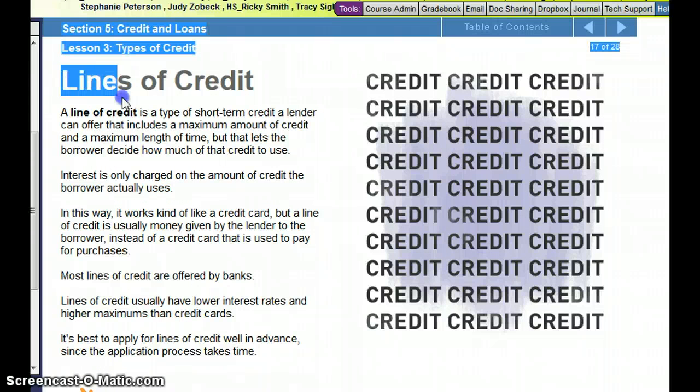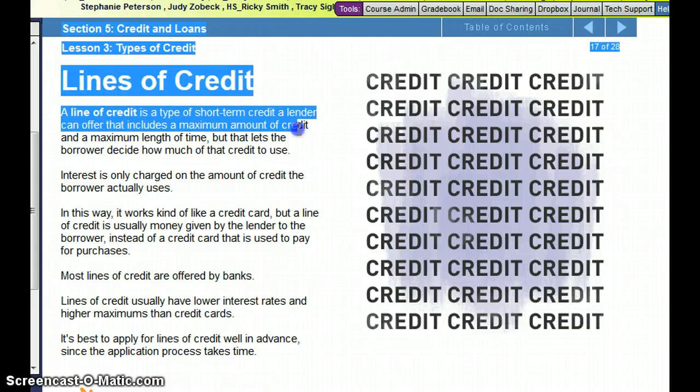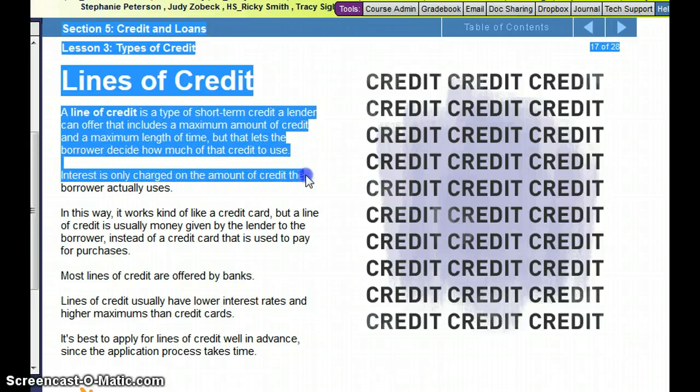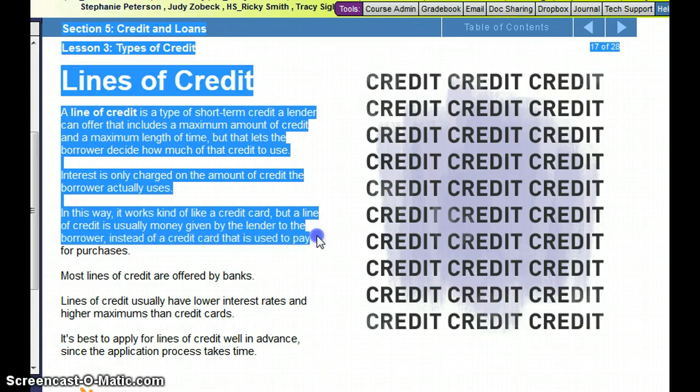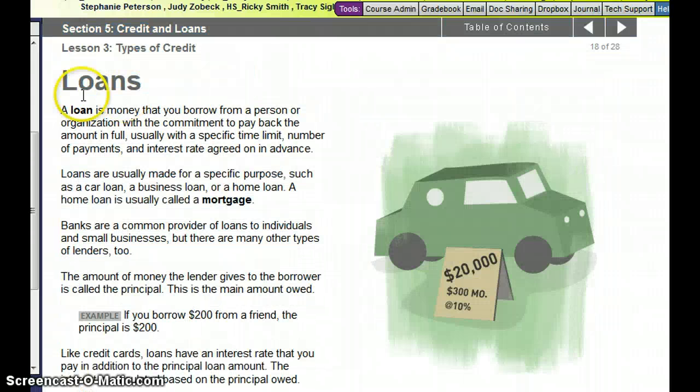A line of credit is a type of short-term credit a lender can offer that includes a maximum amount of credit and a maximum length of time, but lets the borrower decide how much credit to use. Interest is only charged on the amount of credit the borrower actually uses. In this way it works kind of like a credit card, but a line of credit is usually money given by the lender to the borrower instead of a credit that is used to pay for purchases.